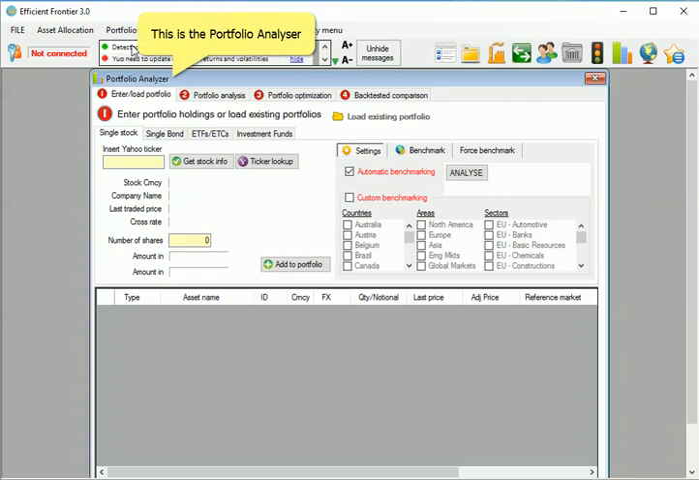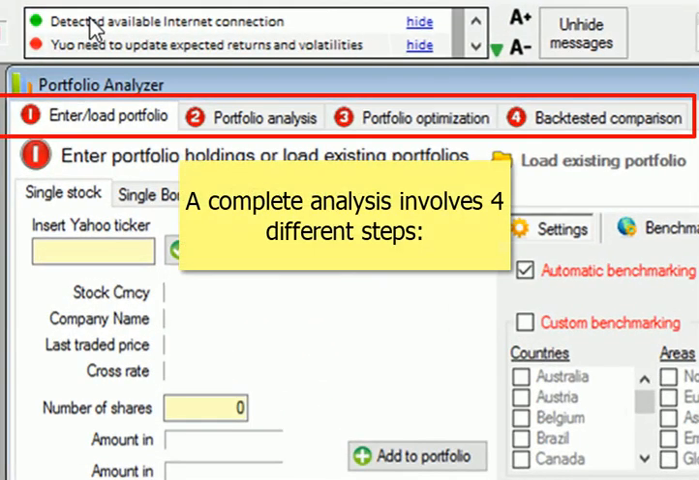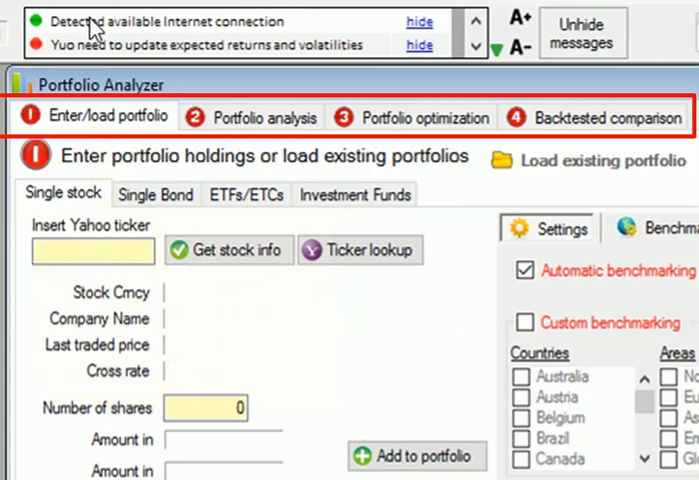This is the Portfolio Analyzer. It looks pretty complex, but we will see everything step by step in this lesson and others. A complete analysis involves 4 different steps. Step 1. Enter or load all portfolio holdings. They can be stocks, bonds, ETF, ETP or investment funds.